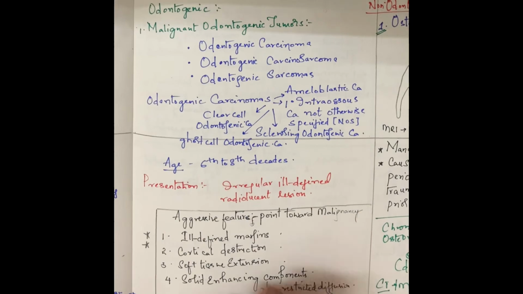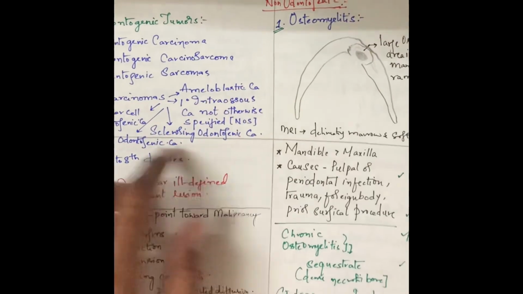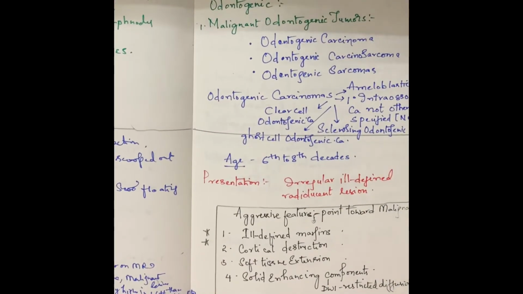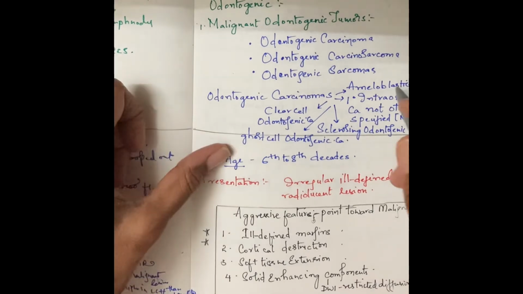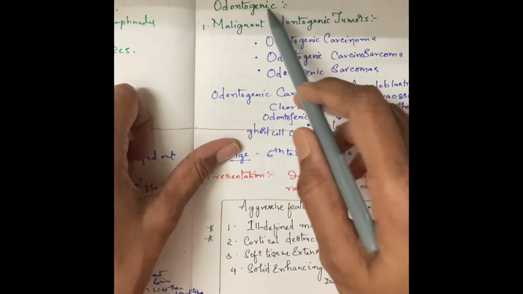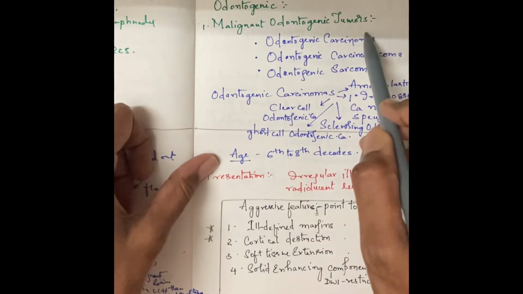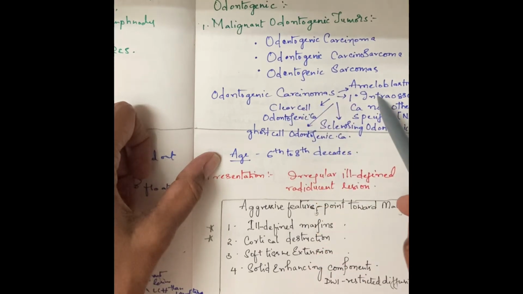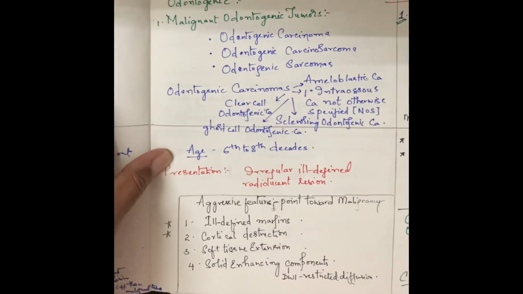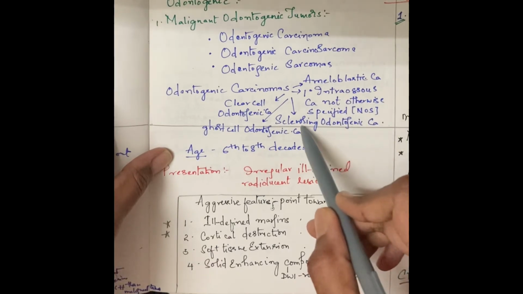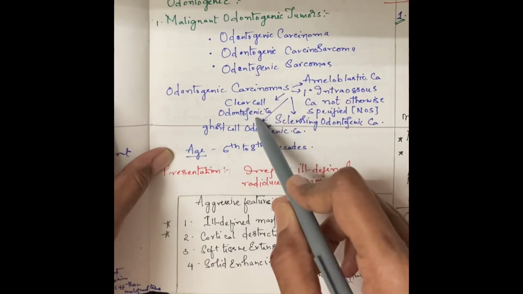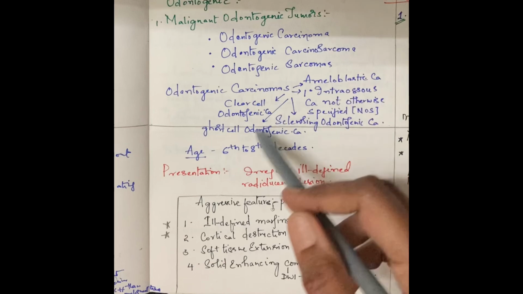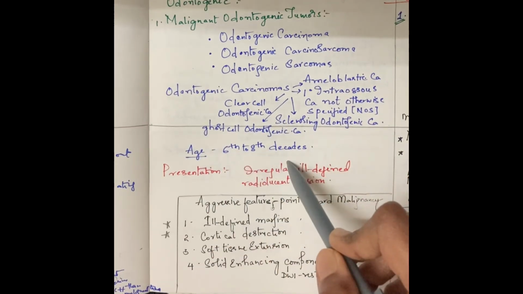Now we'll be discussing radiolucent lesions with ill-defined margins. Whatever we discussed before were radiolucent lesions with well-defined margins: odontogenic, non-odontogenic, cystic and solid. Now coming to radiolucent lesions with ill-defined margins, coming to malignant odontogenic tumors. There can be carcinomas, carcinosarcomas, sarcomas. In carcinoma, there are ameloblastic carcinoma, primary intraosseous carcinoma not otherwise specified, sclerosing odontogenic carcinoma, clear cell odontogenic carcinoma, ghost cell odontogenic carcinoma. For these malignant odontogenic tumors, the age group is between 6 to 8 decades.